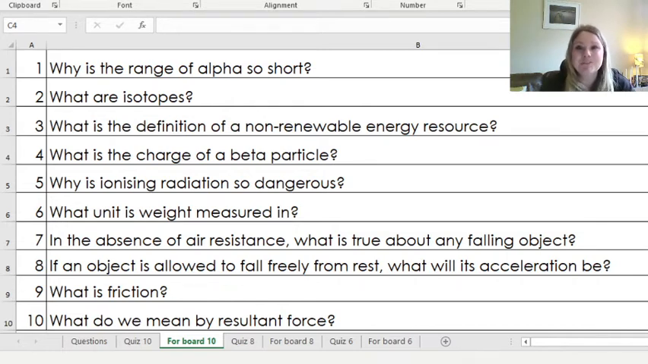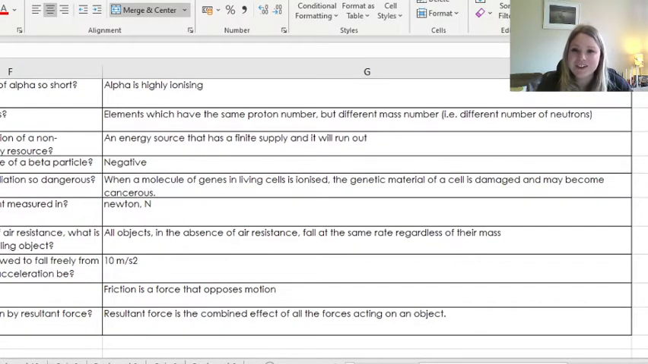Hi. So, retrieval roulette. You know the score by now. Pause, answer the questions, unpause whenever you're ready to mark. Okay, so here's our answers. So again, pause, get marking, correcting, filling in anything that you've left out, and then unpause, and we'll be ready to crack on with today's stuff.